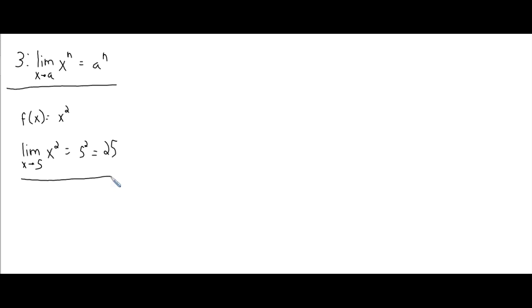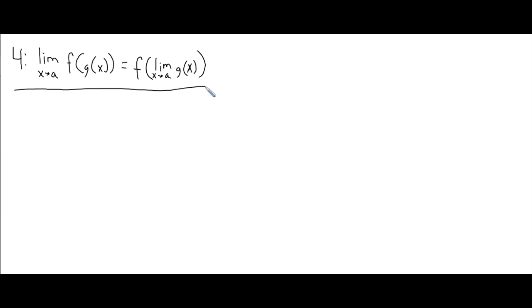Let's do one more example. Say f of x equals x to the 5th, and we want the limit of x to the 5th as x approaches 2. So again, according to this property, we just plug 2 in, and we get 2 to the 5th, and that is 32. So the limit as x approaches 2 of x to the 5th is 32.